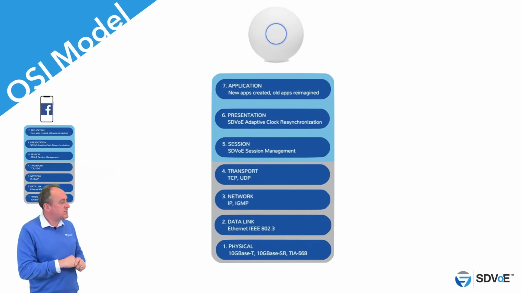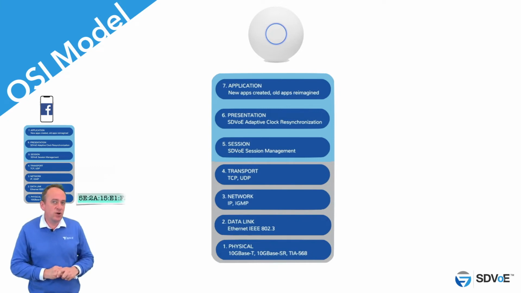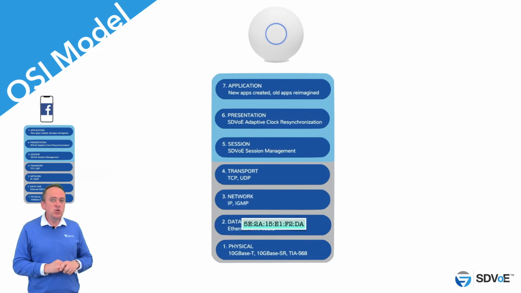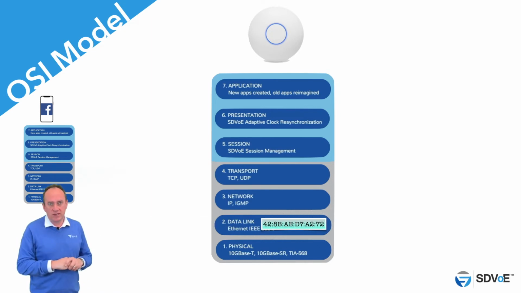Layer 2 contains the MAC address of the host, so in this instance, the wireless access point is making a note of the MAC address of the phone. Then it creates a new layer 2 header, but this time places its own MAC address in there ready for the next host to note down.